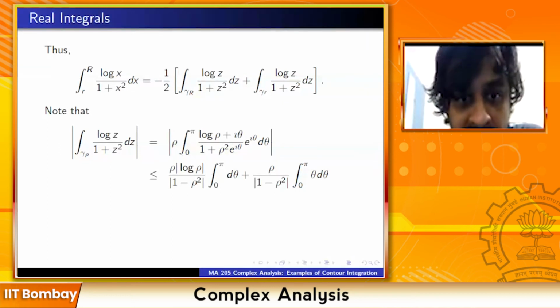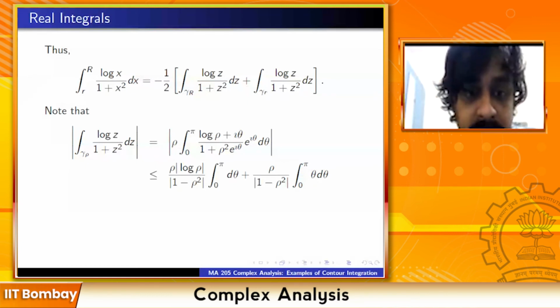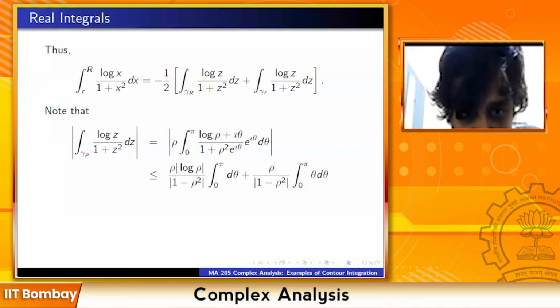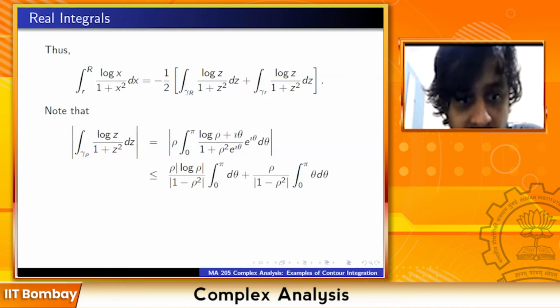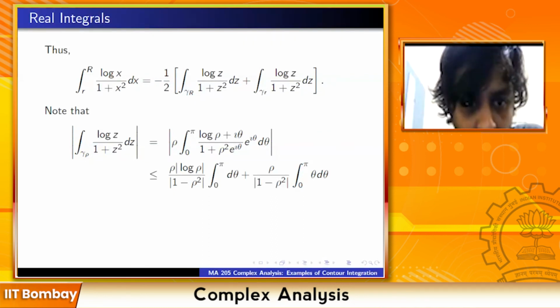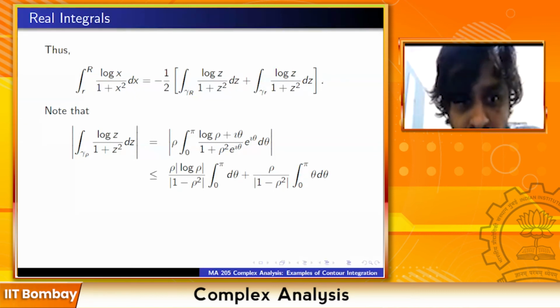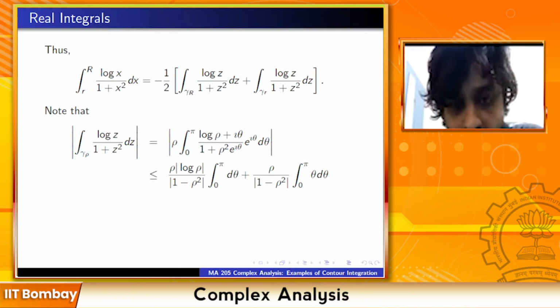When e raised to i theta is minus 1, I'll get 1 minus rho square. So the denominator is clearly bigger than or equal to the modulus of 1 minus rho square. The numerator is less than or equal to rho times the modulus of log rho, times the integral d theta, plus rho upon the modulus of 1 minus rho square, times the integral of theta d theta from 0 to pi.